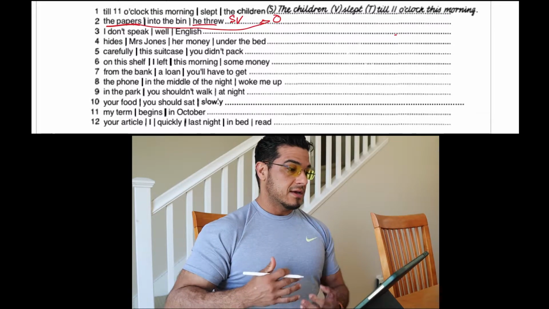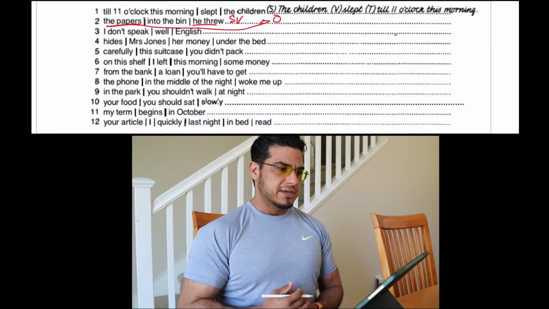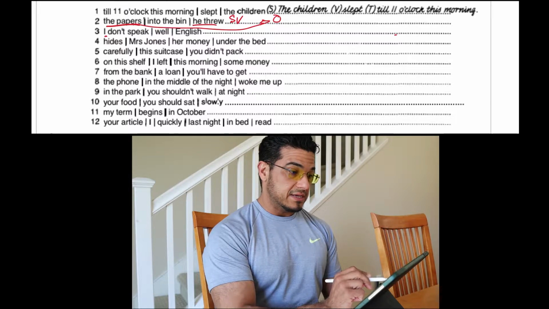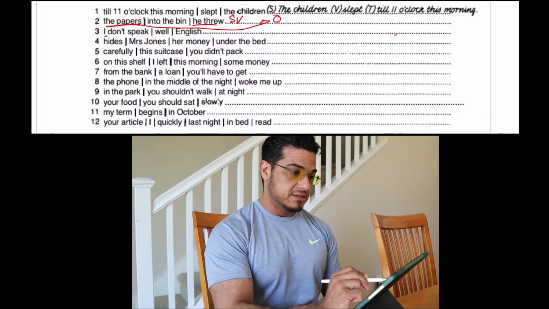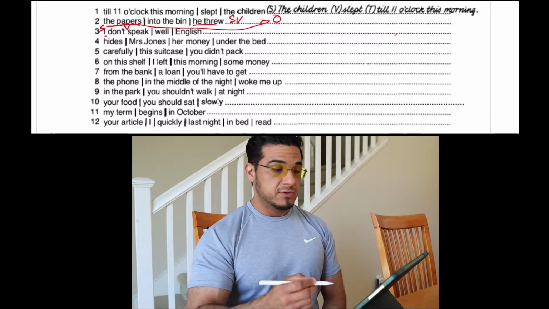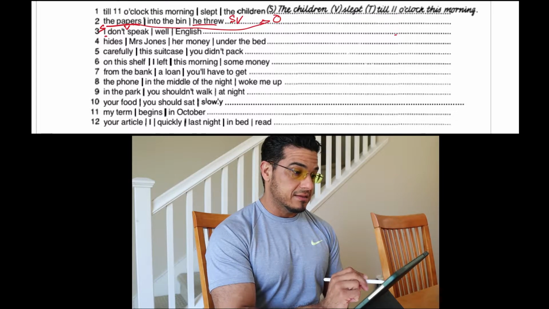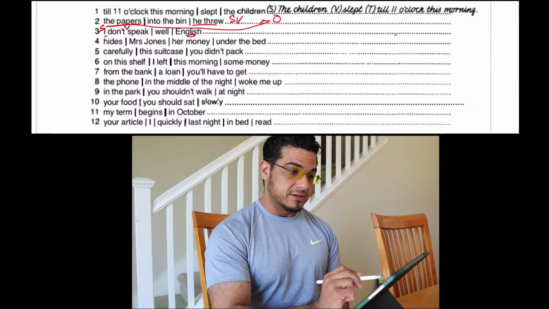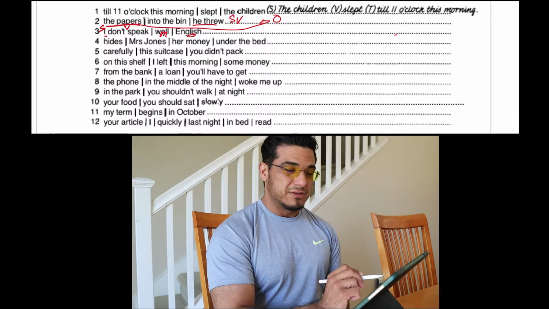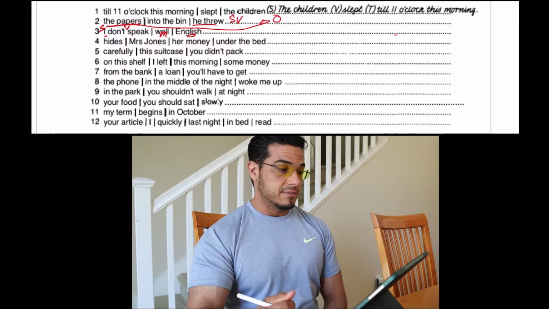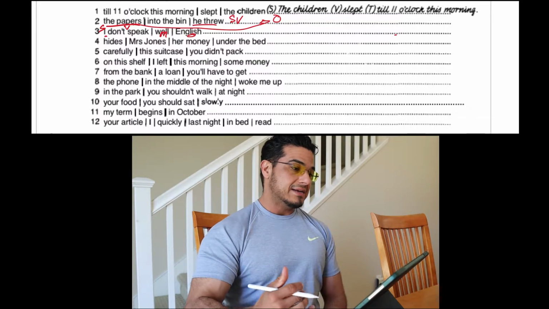For number 3, I don't speak well English. It should read, I don't speak English well. So I is going to be your subject. Don't speak is going to be your verb. Well refers to the manner in which you're speaking. So I don't speak English, which is going to be your object. Well is going to be your modifier. So it gives you the manner. I'm going to label that with an M, with which you speak. It's an adverb.